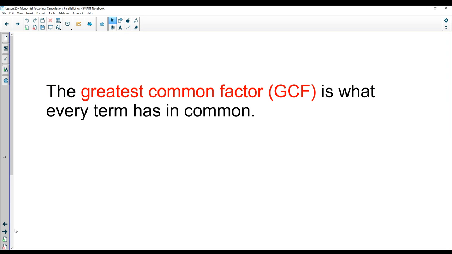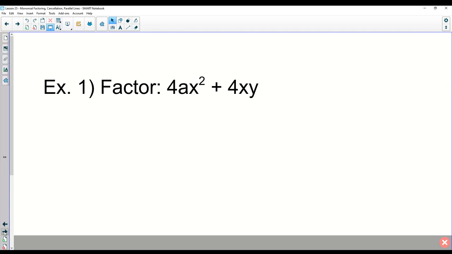To begin with, let's review what a GCF is. It's the greatest common factor. It means what every term has in common. So when we're asked to factor 4ax squared plus 4xy, we want to find the GCF. What's the greatest factor, number, and variables that occurs in each term? Okay, so the number is going to be 4.